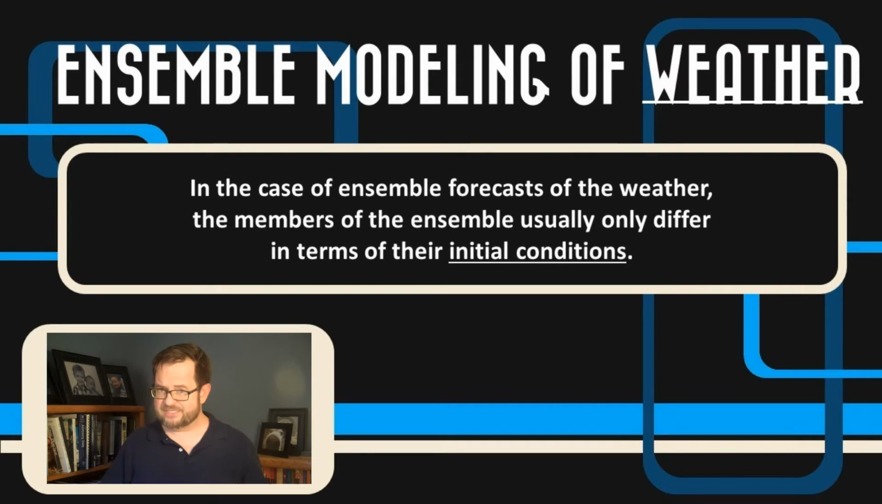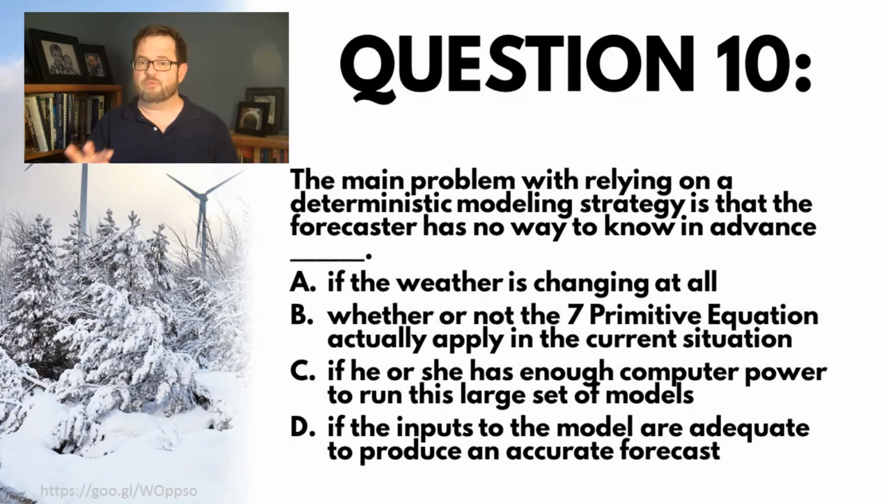All right, this is a really long lecture. Let's answer a couple quick questions before we're finally done with it. Question 10. The main problem with relying on a deterministic modeling strategy is that the forecaster has no way to know in advance: A, if the weather's changing at all; B, whether or not the 7 primitive equations actually even apply in the current situation; C, he or she has enough computer power to run the set of models; or D, if the inputs to the model are accurate enough to produce an accurate forecast. What is the problem with deterministic modeling in contrast to ensemble modeling? Better make a choice from those 4 options and get a little feedback before you move on to question 11.